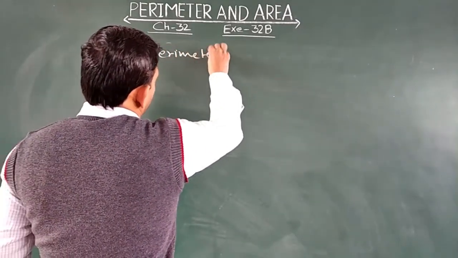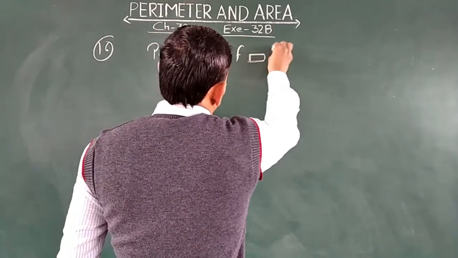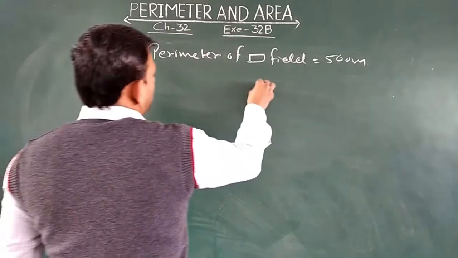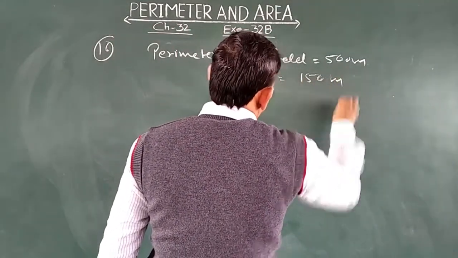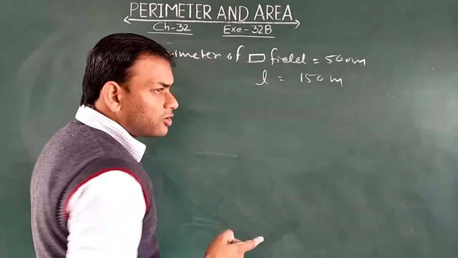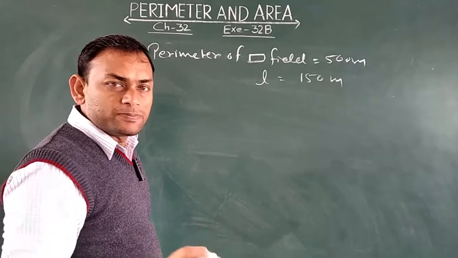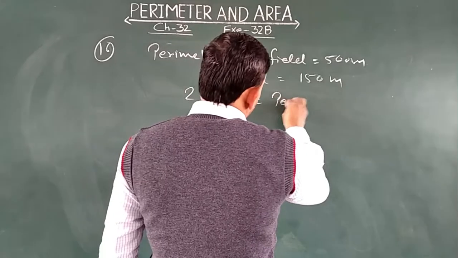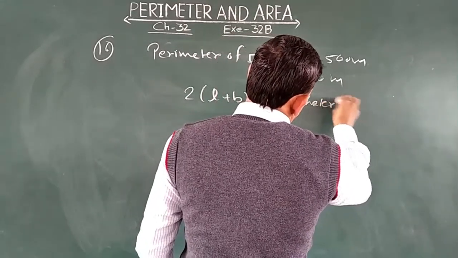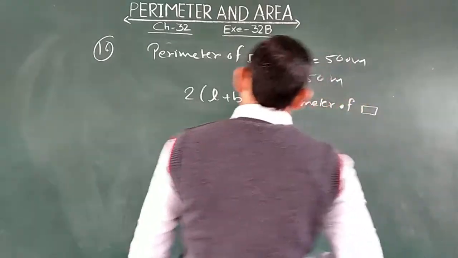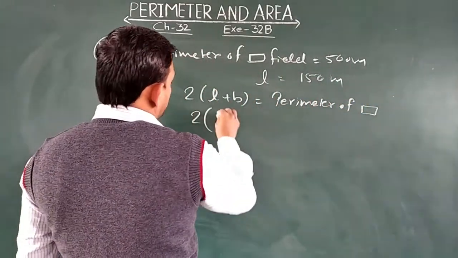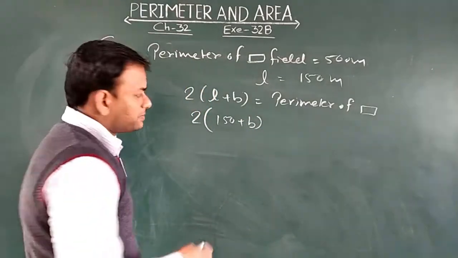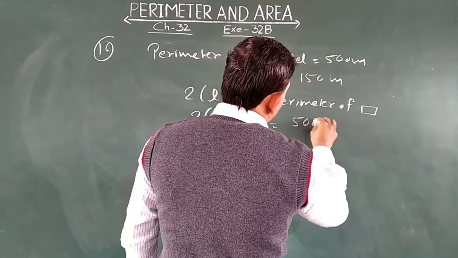Perimeter of rectangular field is 500 meter and length is given 150 meter. So as you know that perimeter of rectangle is 2 into (l plus b). So we may write 2(l plus b) is equal to perimeter of rectangle. Okay. So l is given 150 plus b will remain as it is because we have to find the breadth. Perimeter is given 500.